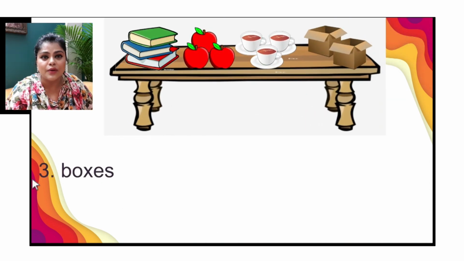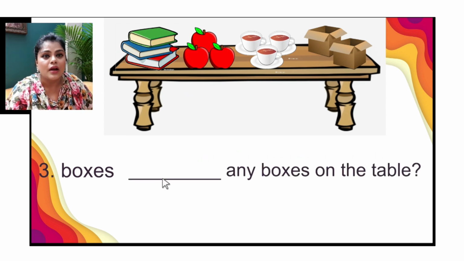Now let's do the third one. The third one is about boxes. Now it's the question first. Dash any boxes on the table. Now what will come here? You have to complete this question. What will come here? Are there. Very good. Are there any boxes on the table?